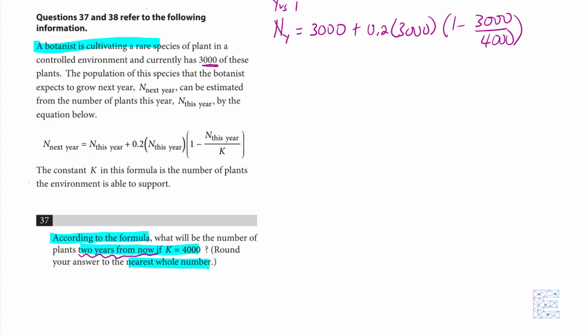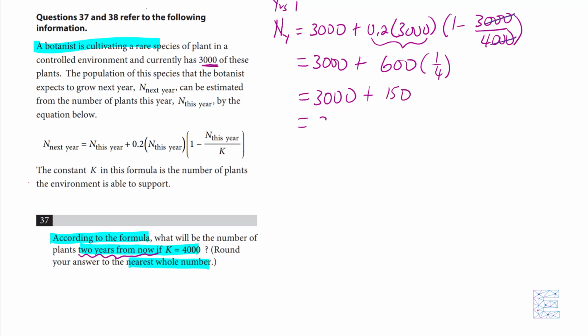And this is just going to be straight up arithmetic. So we have 3,000 plus 0.2 times 3,000 is 600, and then 1 minus 3,000 over 4,000. Oh, actually these trailing zeros can cancel out, so it's really 1 minus 3/4, and that's just 1/4. Of course, you're allowed to use your calculator on this section, so feel free to use it. So this becomes 3,000 plus 600 times 1/4, which is simply 150. So we know that after year one, we have 3,150 plants.